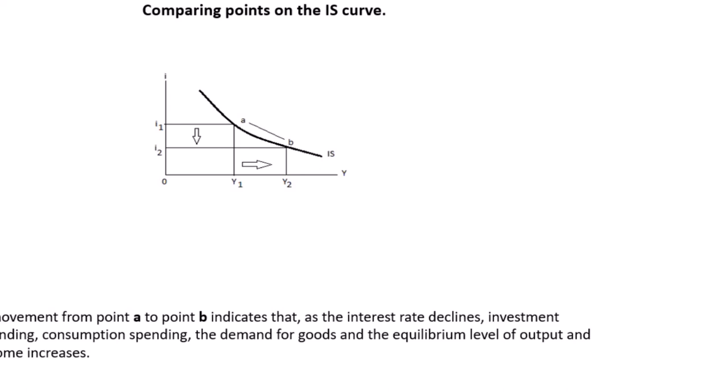So let's read at the bottom. A move from point A to point B indicates that as the interest rate declines, investment spending, consumption spending, the demand for goods and services, and the equilibrium level of income and output will increase. All of that will increase because of a decrease in interest rate. It simply means that the cost of borrowing is lower. Therefore, investment spending will increase, consumption spending will increase, demand for goods will increase, and the equilibrium level of income and output will increase from Y1 to Y2.